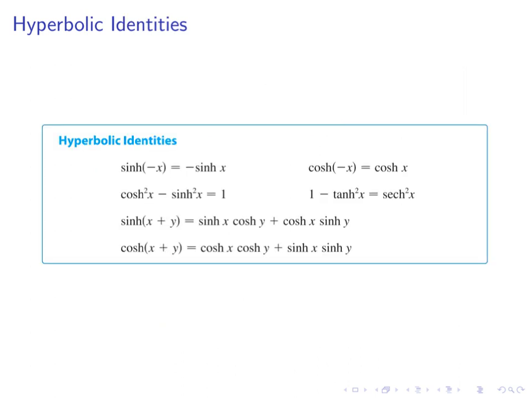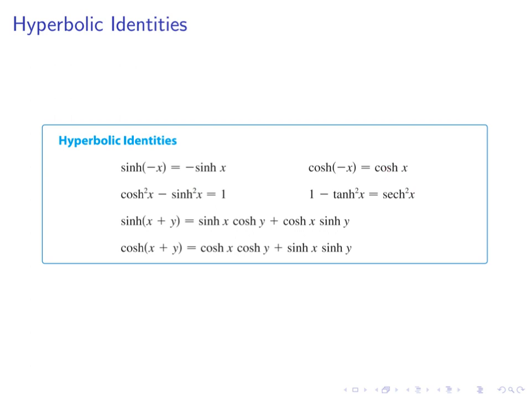Okay, so we have some identities that are similar to real trig identities. This first one, sinh of negative x is negative sinh x. All this says is that sinh is an odd function. Remember, this is the definition of an odd function: if I plug in negative x, do I get negative f of x? And we do. So just like sine is an odd function, sinh is an odd function as well. And just like cosine is an even function, cosh is also an even function, right? So cosh of negative x gives me cosh of x.